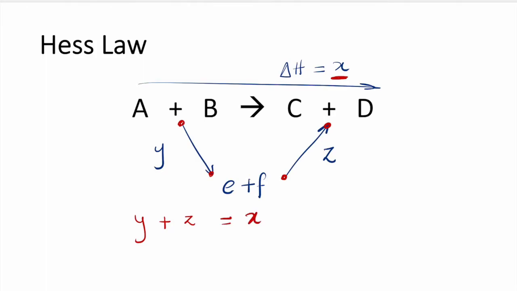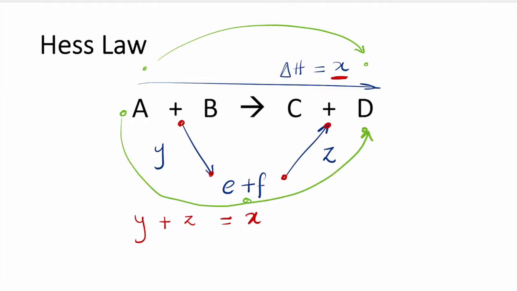Another way of seeing that is that the sum of all clockwise reactions, so from here to here, we're going clockwise, is equal to the sum of all anti-clockwise reactions. So if we're going from here to here to here, this is an anti-clockwise reaction. Therefore, the sum of the clockwise reactions is equal to the sum of the anti-clockwise reactions.